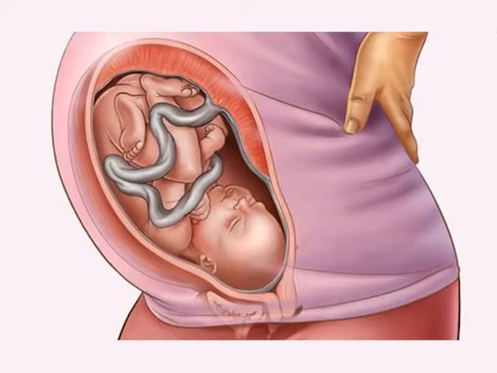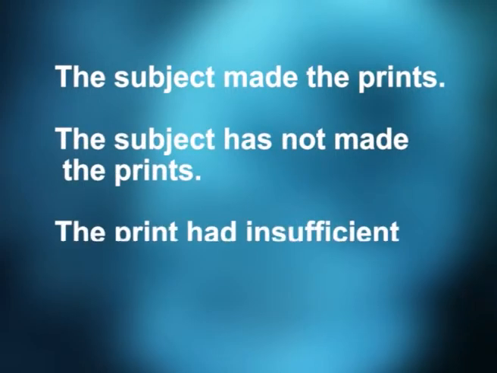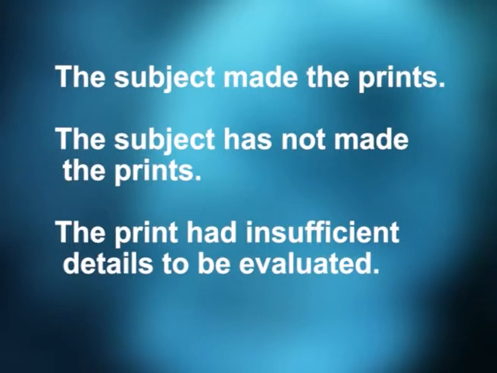Fingerprints are the prints formed by the papillary ridges at the distal position of fingers and thumbs. These ridges of the fingers are formed in the third to fourth month of fetal life and, except for growing in size, remain unchanged throughout life. Prints are generally decisive evidence. Experts' reports should consist of three possible findings. First, the subject made the prints. Second, the subject has not made the prints. And the third, the print had insufficient details to be evaluated.